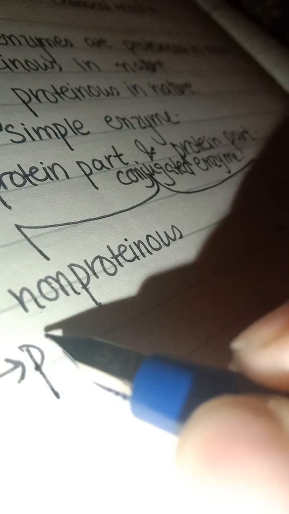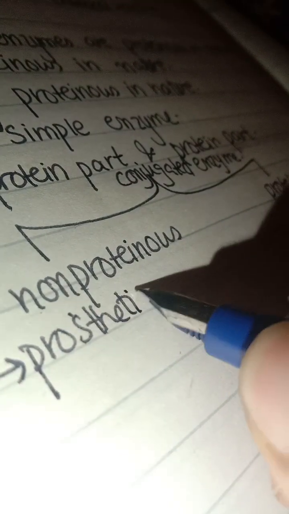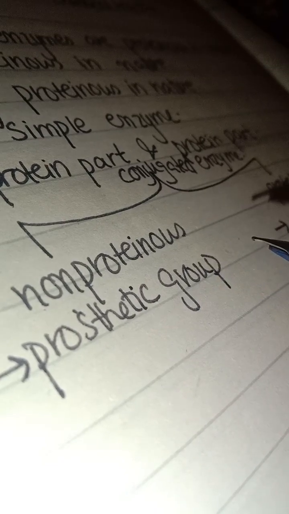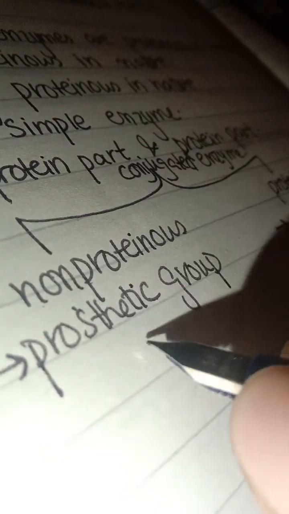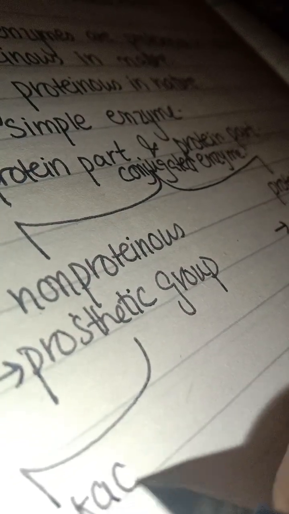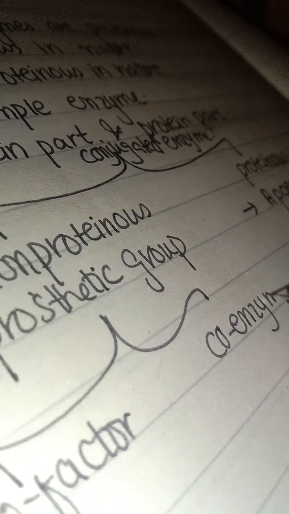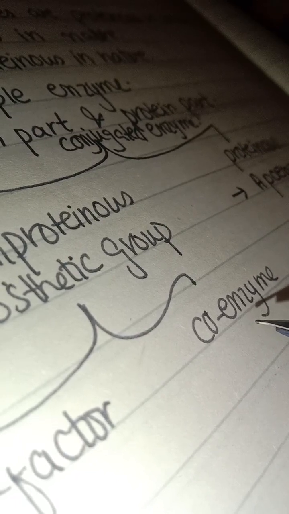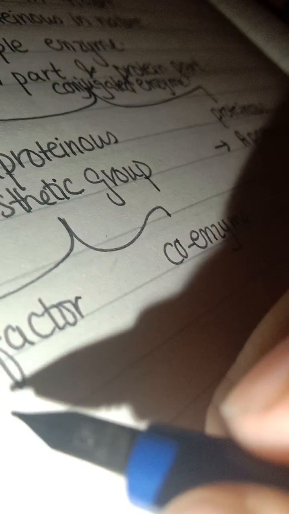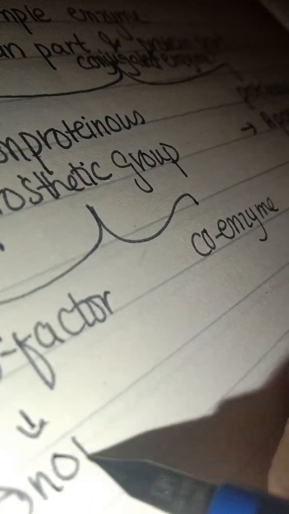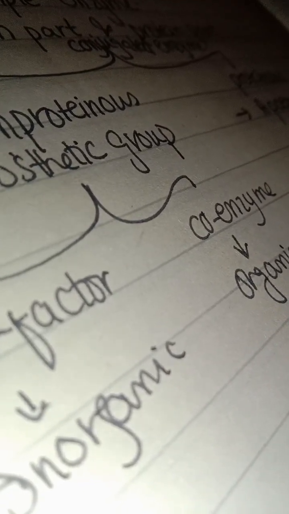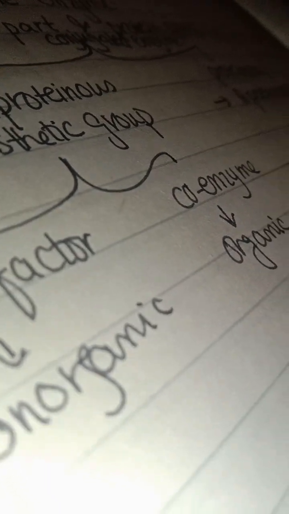So the non-proteinous part in the composition is known as the prosthetic group of the enzyme, which contains two types, that is cofactor or coenzyme. Coenzyme means an enzyme that works on behalf of the actual factor. Cofactor is inorganic and coenzyme is organic. We can say that the prosthetic group has two parts. The first is organic and the second is inorganic. In organic we have coenzyme and in inorganic we have cofactor.